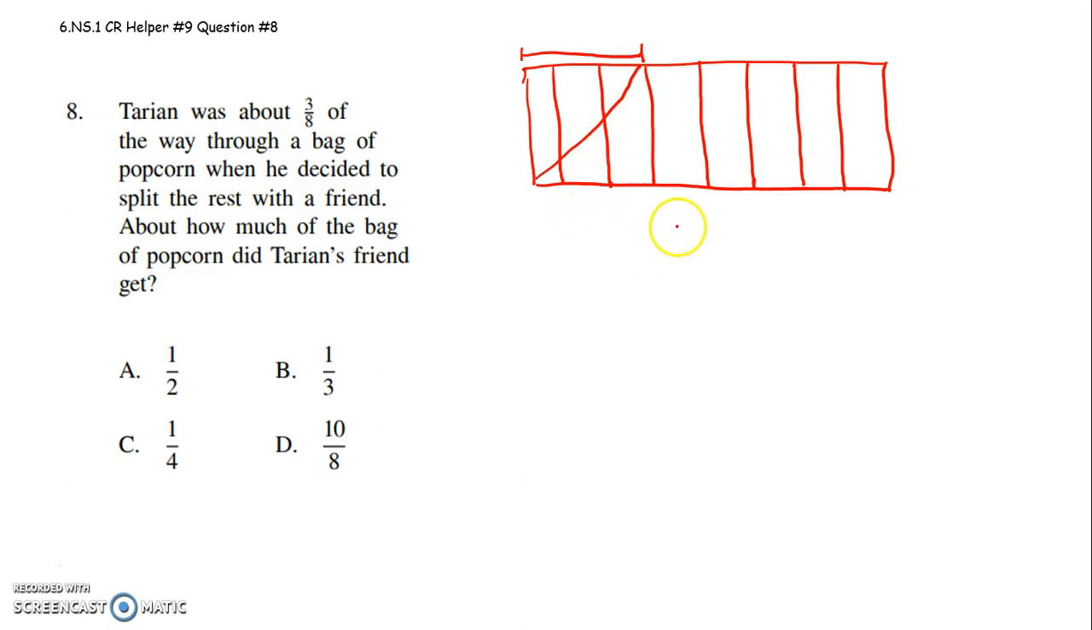Then he sees his friend. His friend's like, hey, would you split that popcorn with me? He's like, all right, but I only have 5/8 of the bag left. And his friend's like, no worries. Even if you only have 5/8 left, let's just split that. So you're taking your 5/8 of the bag that's left, and you can get that if you want mathematically by taking 8/8, subtracting off the 3/8 that you ate. You got 5/8 left to split.